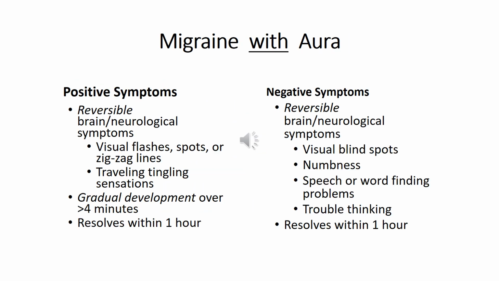Migraine with aura have positive and negative symptoms. Positive symptoms may have reversible brain neurological symptoms such as visual flashes, spots or zigzag lines, traveling tingling sensations. It is a gradual development over more than 4 minutes and usually resolves within 1 hour. Negative symptoms are reversible brain neurological symptoms, which may include visual blind spots, numbness, speech or word finding problems, and trouble thinking. Usually these symptoms resolve within 1 hour as well.